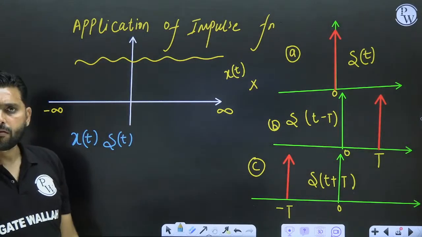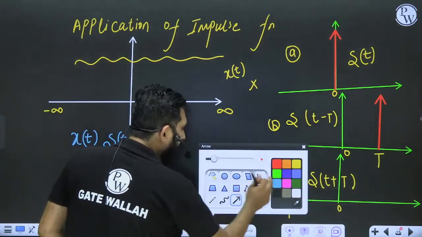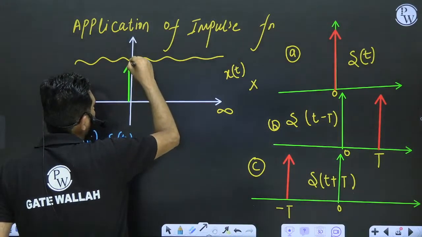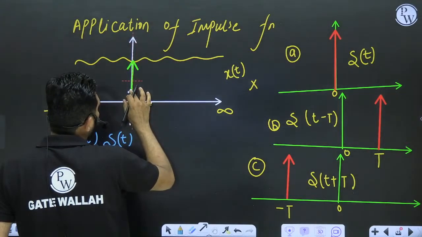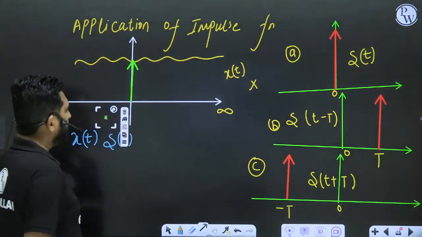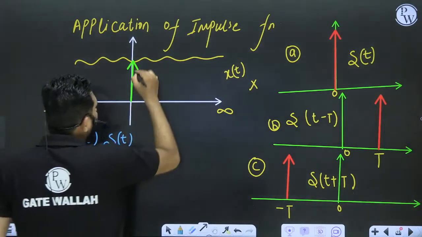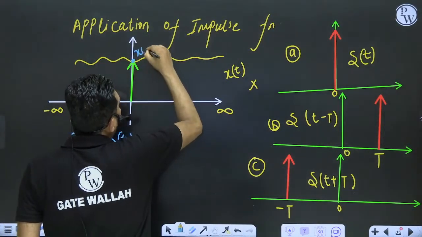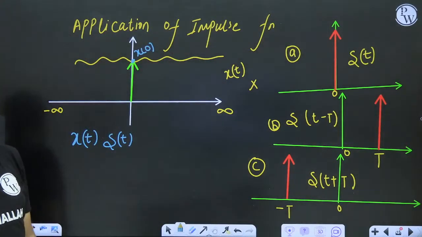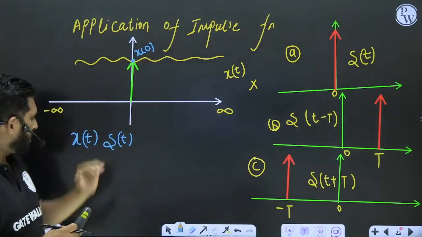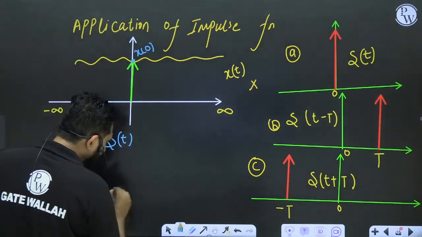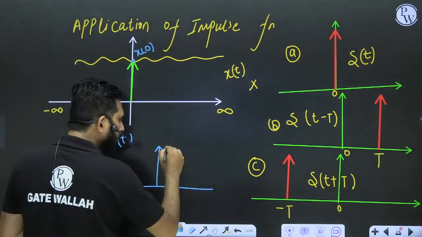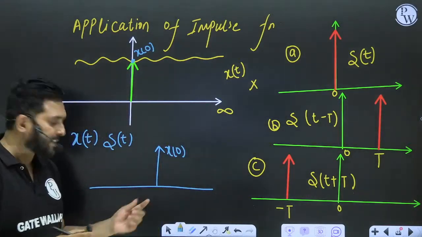I will get the value only at t equal to 0, and at this point the value is x0. The value should be x0 at t equal to 0. So what will I get? I will get a function whose height is now x0, but the existence is at t equal to 0 only.